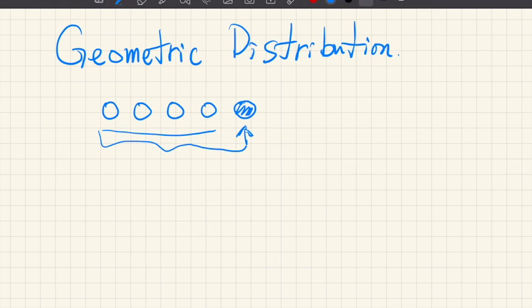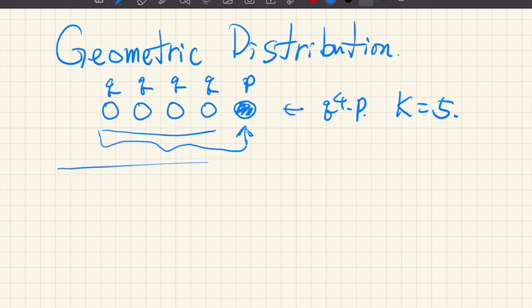So geometric distribution is a model for that experiment. In this case, each flip is again a Bernoulli random variable. So probability q, q, q, and p. In this particular sequence, we got the head at the 5th trial. And this probability is q to the power of 4 times p, right? And the number of trials was 5.